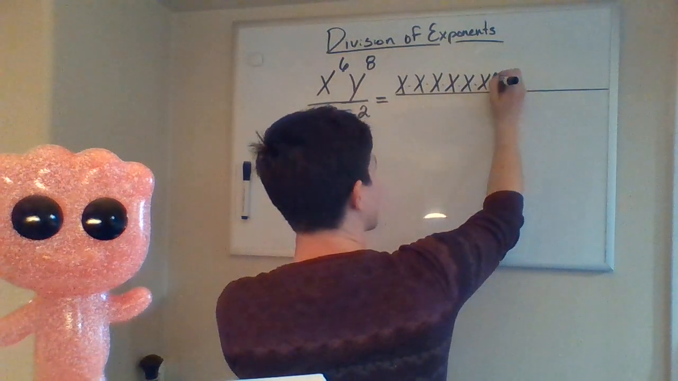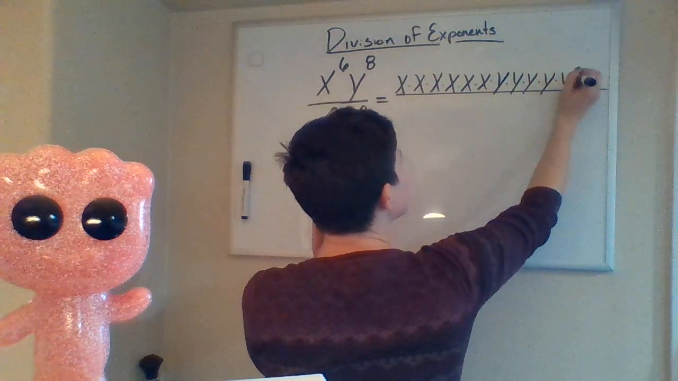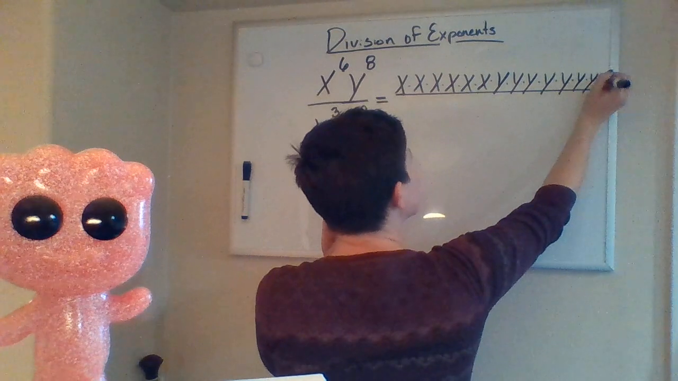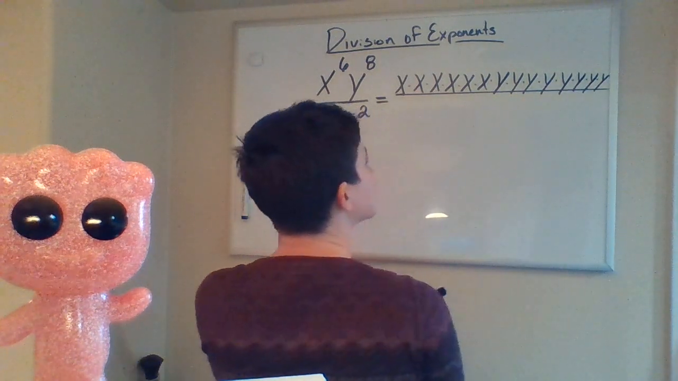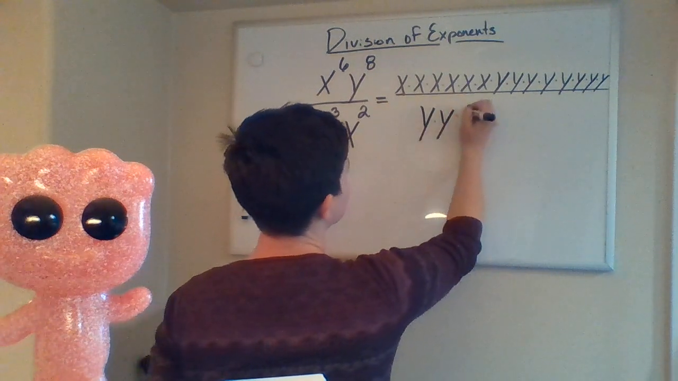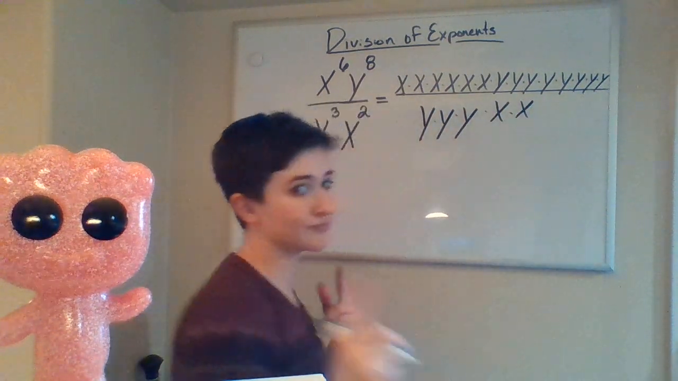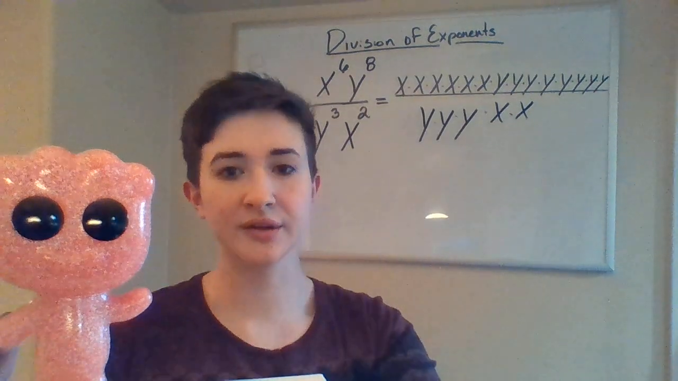Okay, that's all my x's, so now I have to do 8 y's. I'm not sure I have enough room for 8 y's. Yes, perfect. Okay, and then on the bottom I have 3 y's times 2 x's.